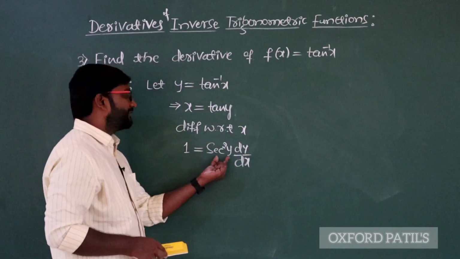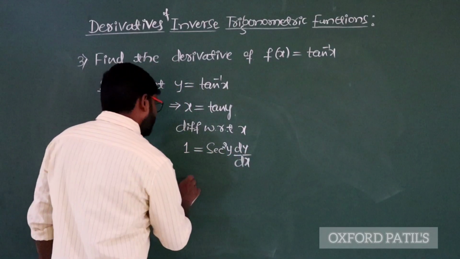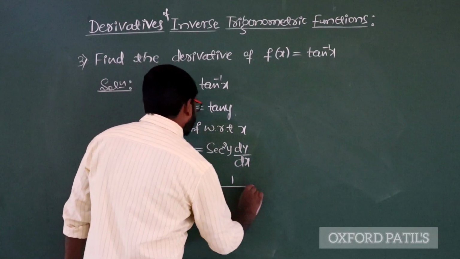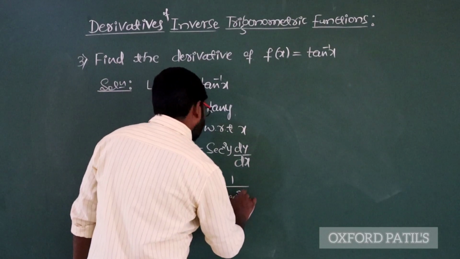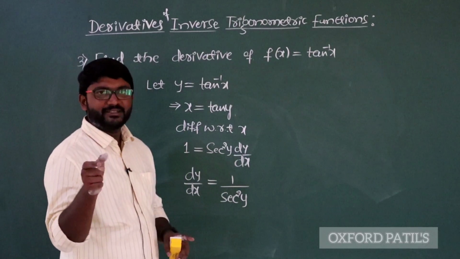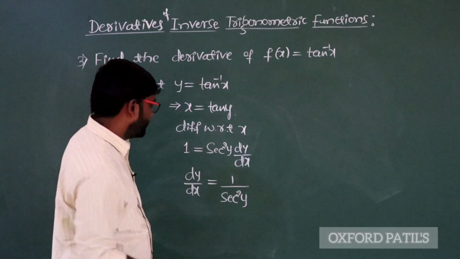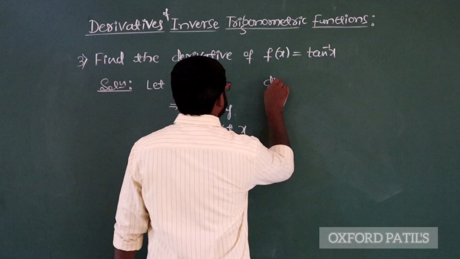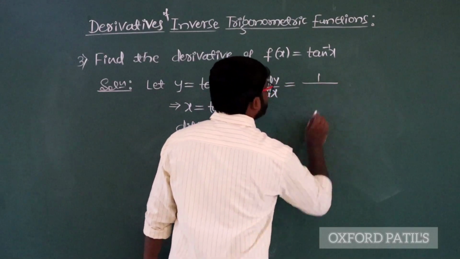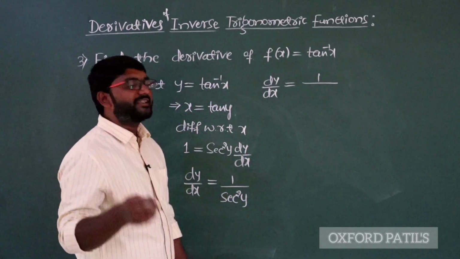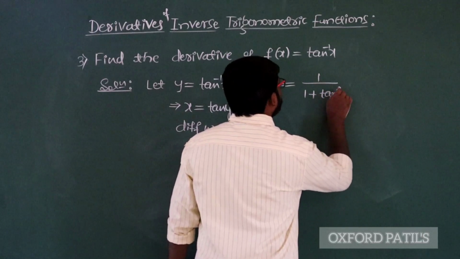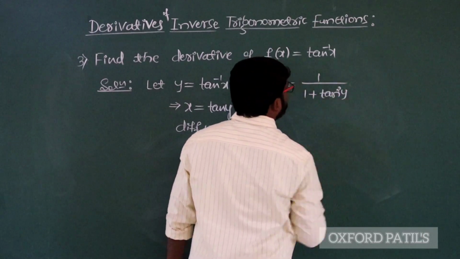Now take secant square y to the left hand side, it goes to the denominator. So this implies dy by dx will be 1 divided by secant square y. Now, how do you write secant square y? By making use of the standard identity that we have learnt in 10th as well as first PUC. Secant square y can be written as 1 plus tan square y. So dy by dx equals 1 divided by 1 plus tan square y.